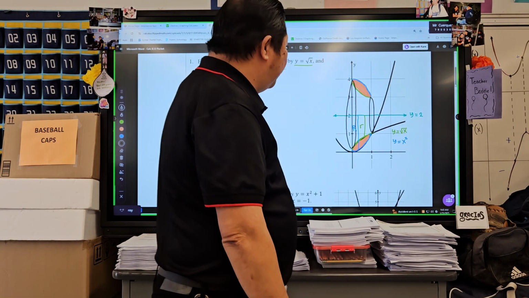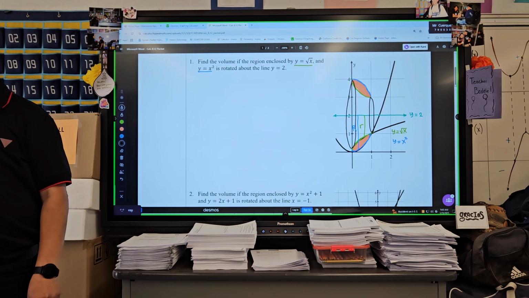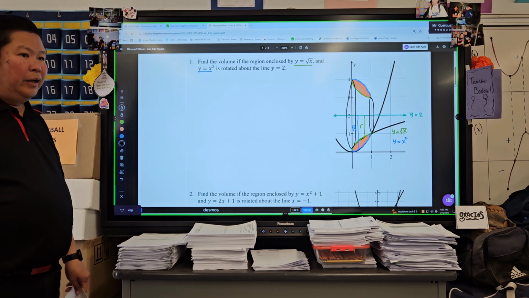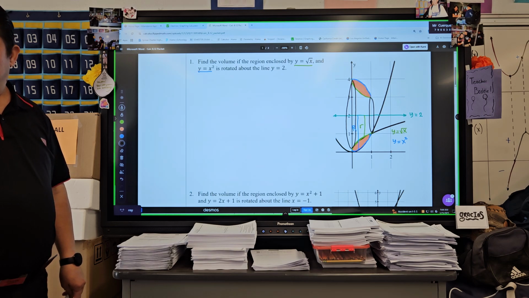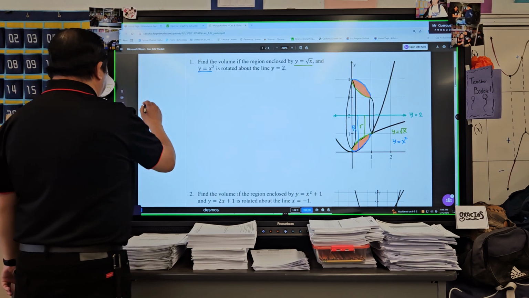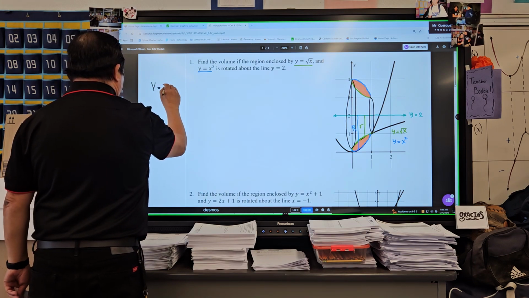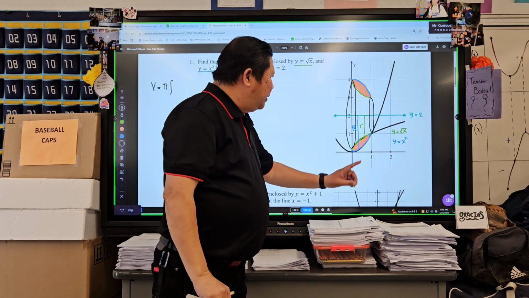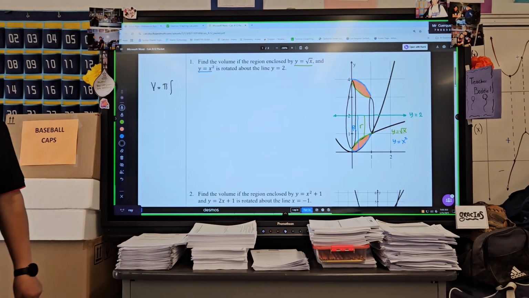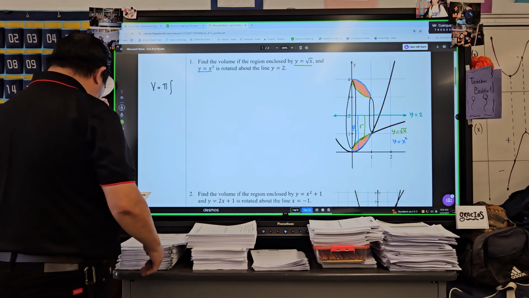So what's the formula for volume? We're going to consider now the upper curve minus the lower curve. Shall we start first with the blue color? The volume is equal to pi times the integral, and we can see from this graph that the limit along the x-axis is from 0 to 1.